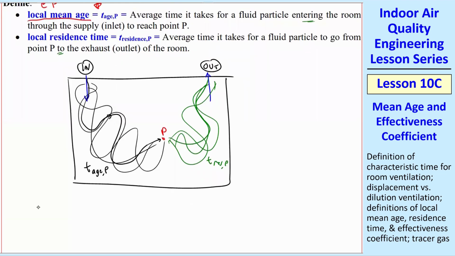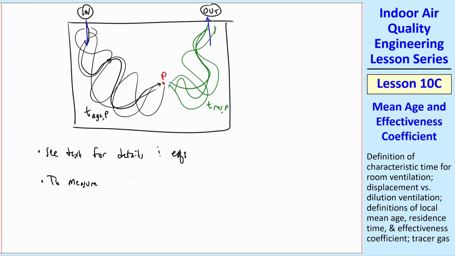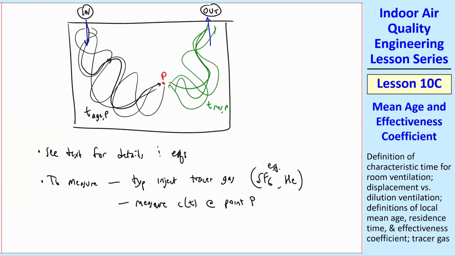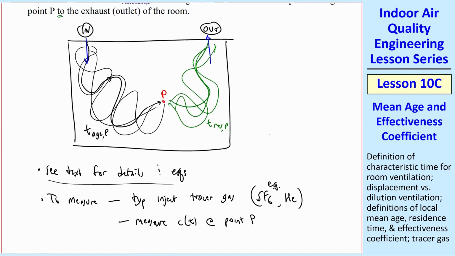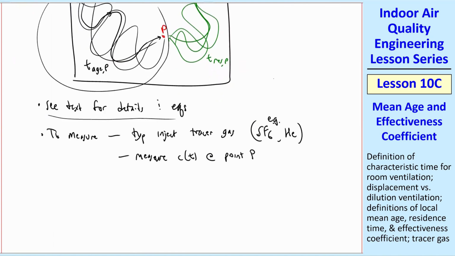A few comments here. See text for details and the equations for how to do this. How do you measure this? You typically inject a tracer gas, and that could be SF6, sulfur hexafluoride, or helium, which are very non-toxic chemicals. And then you measure C as a function of t at point P, and then you use the equations in the book. I'm not going to go through that. The T age at P is the one that's more important to us for what we're doing.